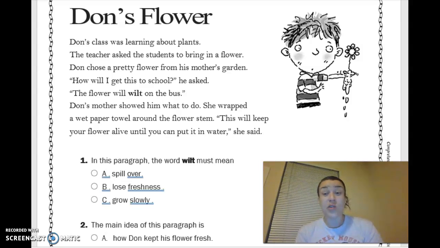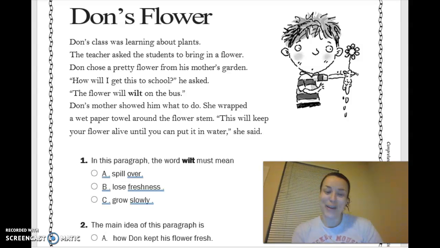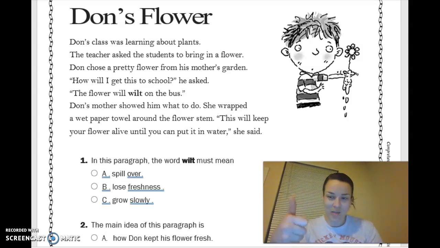Let's look at C just in case. So C says to grow slowly. Does it look like that flower's growing anymore? It's not in the ground, right? So I think the best answer for this one must be the letter B. So if you picked that, awesome job. You're using clues from the text, and that's exactly what you should be doing.